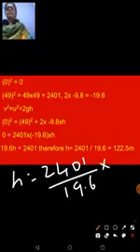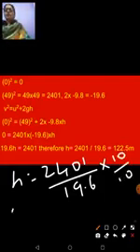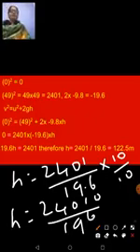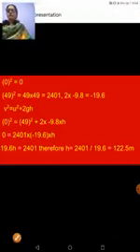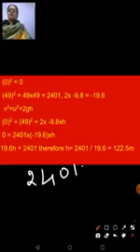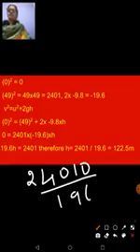So in that case, I'll multiply both the numerator and denominator by 10. When I multiply both the numerator and denominator by 10, what will I get? I will get 24010 upon 196, right? Because when I multiply 19.6 by 10, I get 196.0. So that 0 is eliminated. I'll take it as 196. Now this is 24010 upon 196. Now you have to divide.